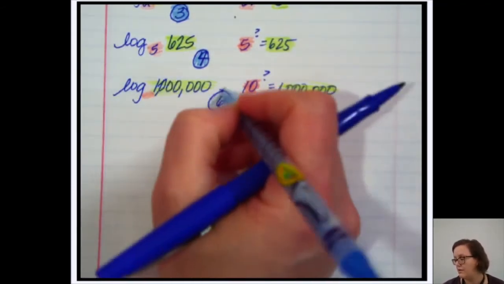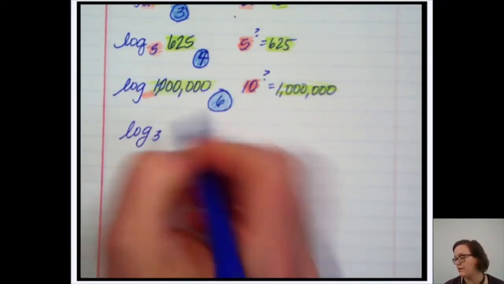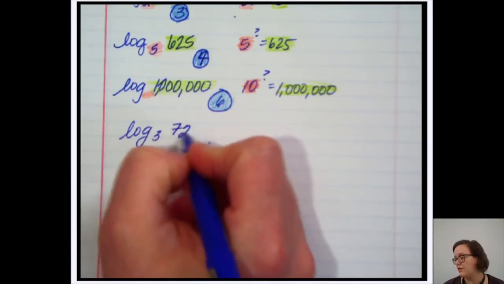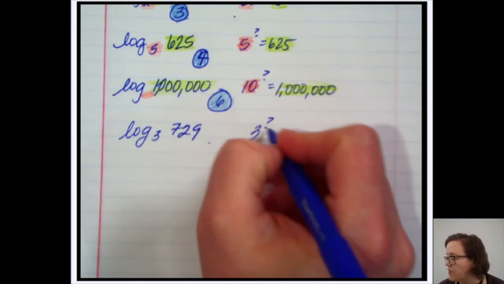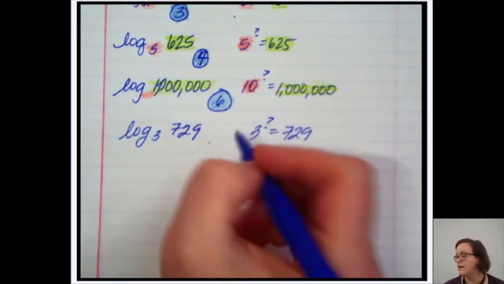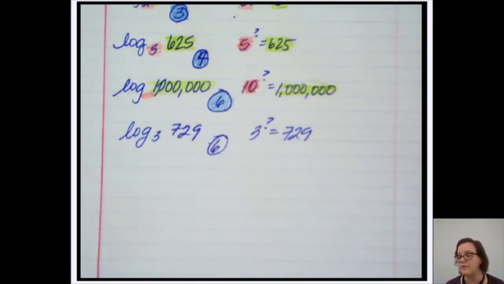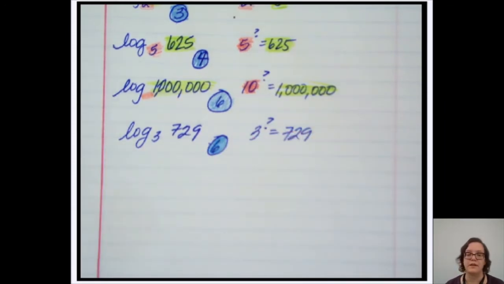Why don't you try this one and check with us in just a second. Log base 3 of 729. Go find what power of 3 is 729. Hopefully you went and checked. So we're asking ourselves 3 to the what power is 729. Using your calculator to find the powers of 3 or your chart, your answer should be 6.